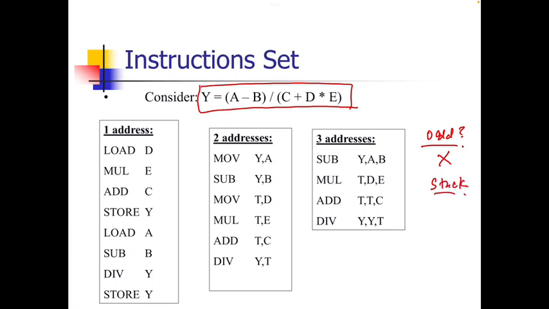So we cannot show this statement, because it is something else. I think this is a very good slide to show you the difference between one, two, and three addresses. These one, two, three addresses use the same statement that we have here: A minus B, divided by C plus D, multiplied with E.